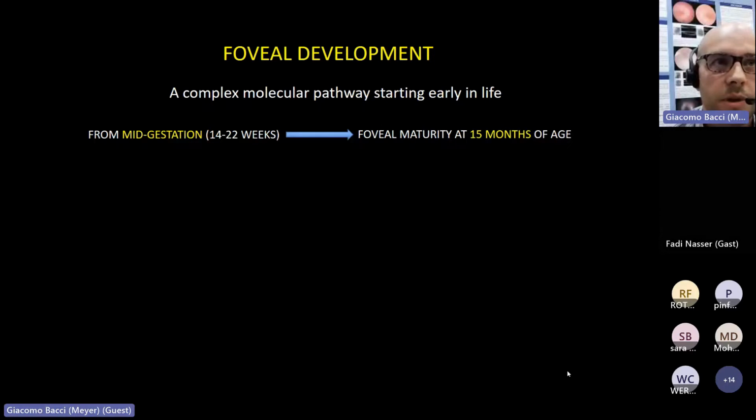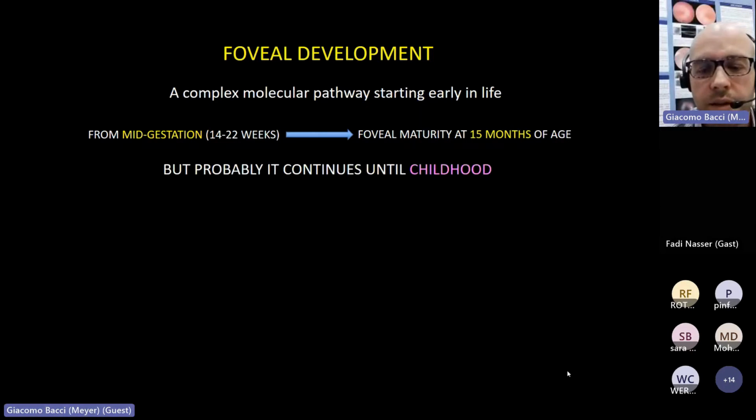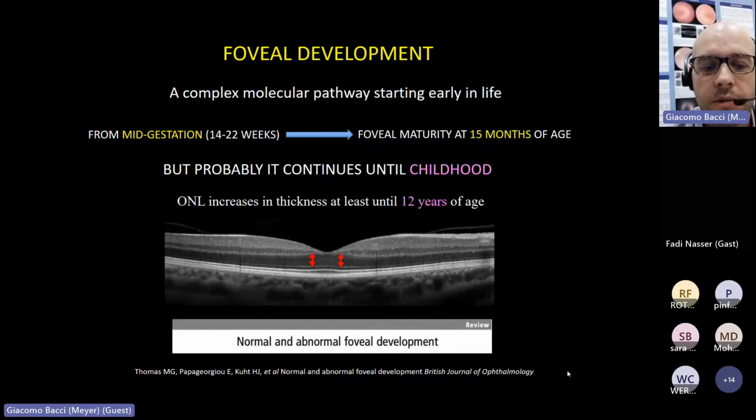But new papers are going deeper into this, because it is demonstrated that the process of foveal development probably continues at least until childhood, as the outer nuclear layer increases in thickness at least until 12 years of age. And we know that the ONL contains the nuclei of the photoreceptors.